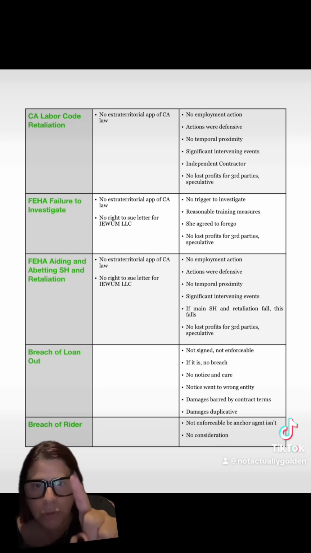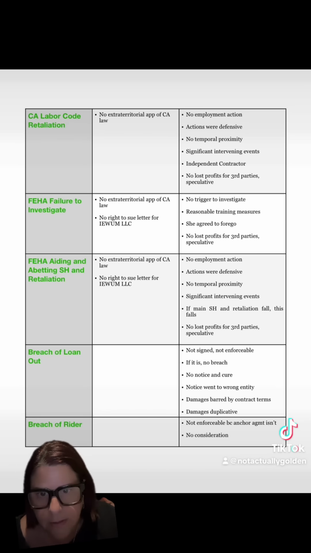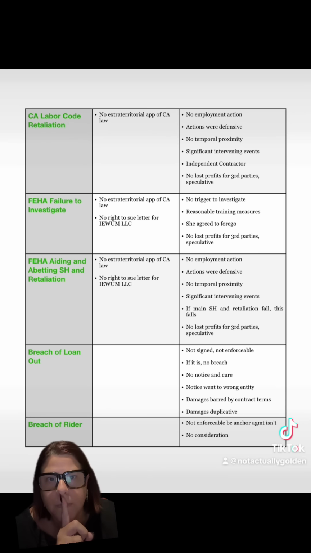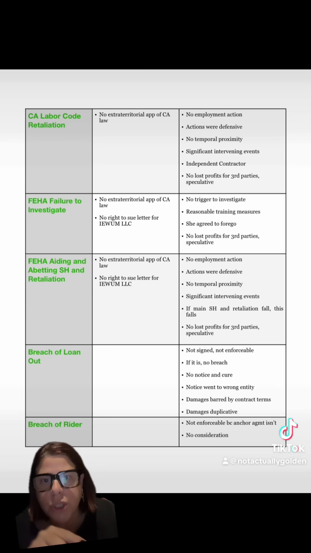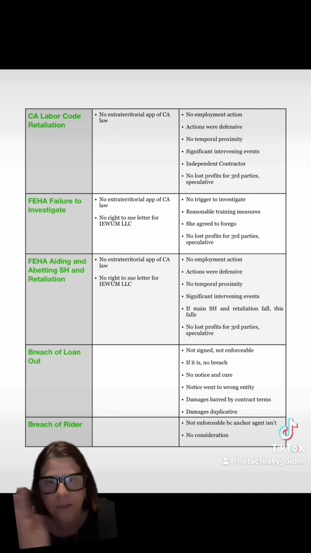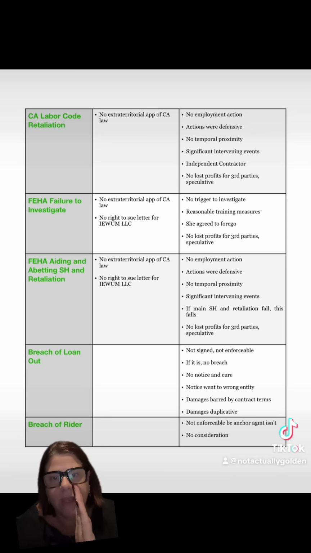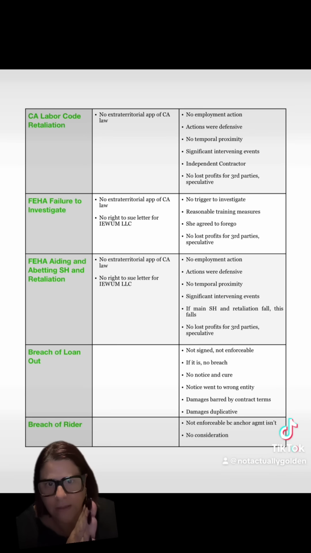So when you look at the breach of contract claims, the loan out agreement and the rider, those are the only claims where there are not MJOP arguments. There are only MSJ arguments. And that's because that's the way that contracts work, and because we have an enforceability question. So again, we've got multiple arguments, both purely legal and then legal, but also facts can be introduced.